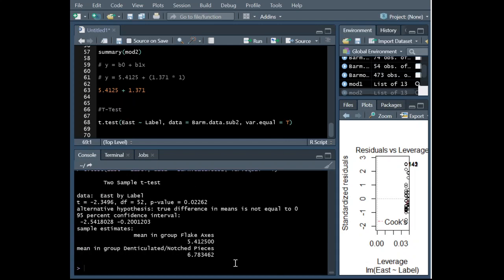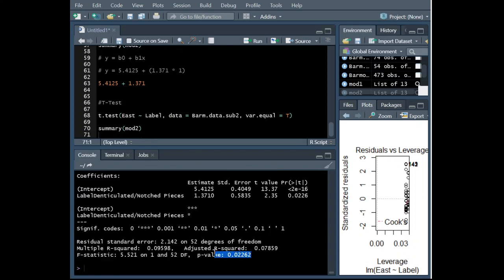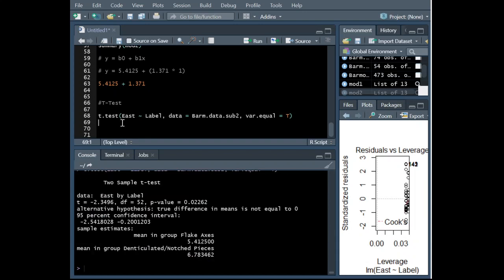If we run this, we see our output. T equals negative 2.349. The degrees of freedom is 52, and the p-value is 0.226. Hopefully that p-value sounds familiar to you, because if you'll recall, it's the same thing as the p-value from our model here, the same value as for the estimate being different from 0 for our slope, the value of denticulated and notched pieces. So this is identical. What we did was a t-test. We'll pull up that output again.